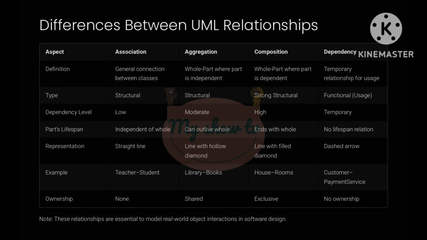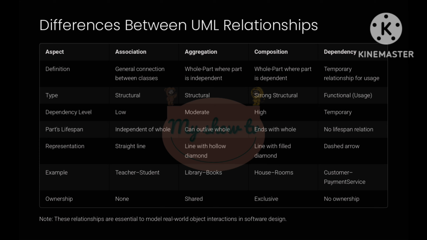5. Lifespan of parts. In association, there's no effect on the lifespan of either class. In aggregation, parts can outlive the whole, meaning if the whole is destroyed, parts may still exist. In composition, if the whole is destroyed, the parts are destroyed too. In dependency, there's no sharing of lifespan, just temporary interaction.